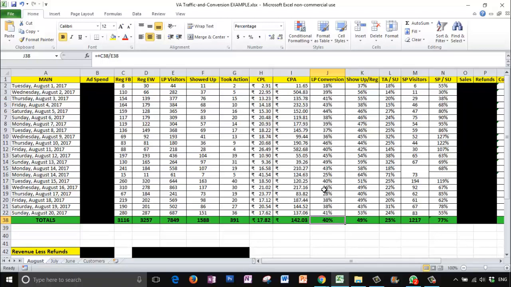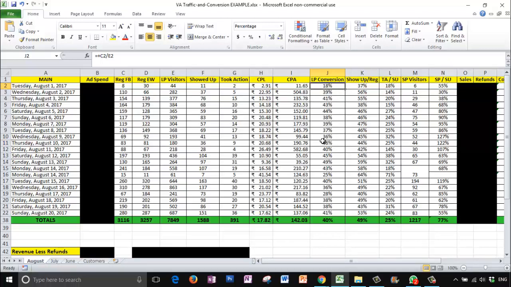Now, 40% is decent. Normally, your landing page should convert at between 20 to 40%. Anything above 40%, 45, 50% is great. But normally it converts at 20 to 40%. So I've had days where it converted at about 25%, and then some days where it converted slightly higher, at about 46%. In fact, I had one day where it converted at 18%.